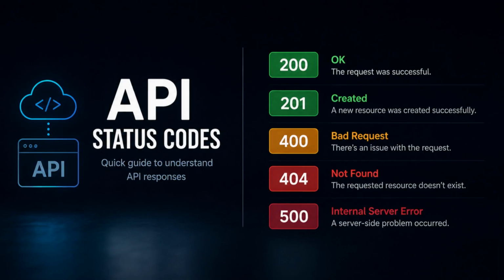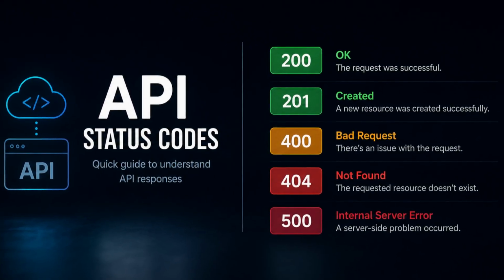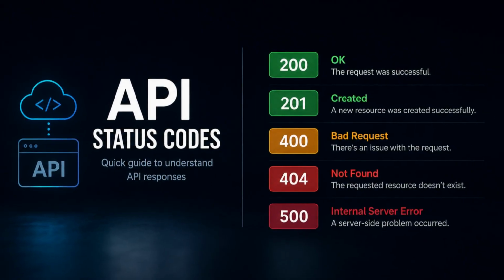Finally, I check the status codes. These tell me what happens when something goes wrong. For example, 200 OK means the request was successful. 201 Created indicates a new resource was created successfully. 400 Bad Request means there's an issue with the request. 404 Not Found means the requested resource doesn't exist. 500 Internal Server Error indicates a server-side problem.